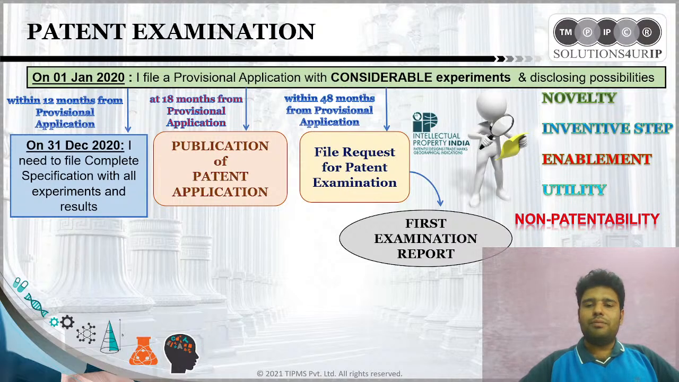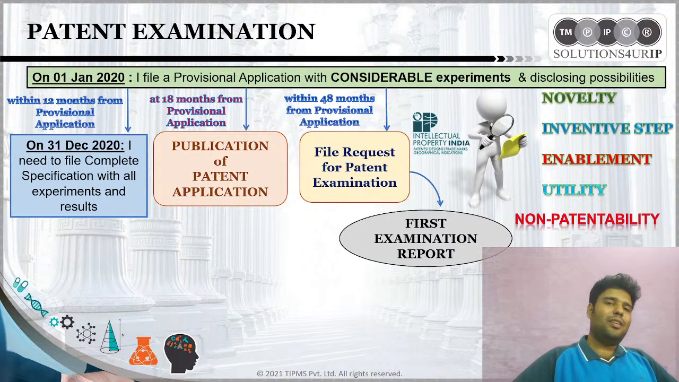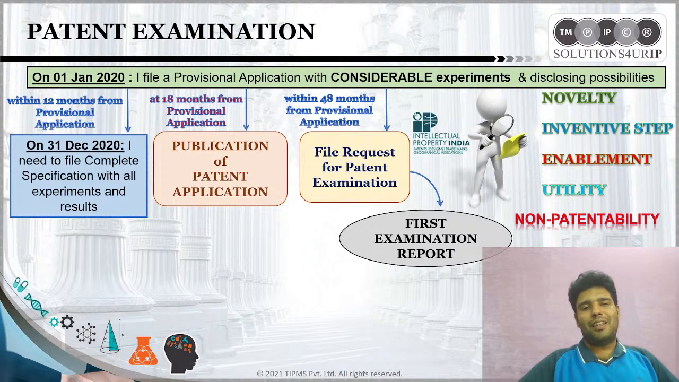And then inventive step section 2(1)(ja), enablement section number 10, utility section 2(1)(j), non-patentability section 3. So under all these sections, based upon the prior arts and how you have drafted your patent, if you are writing the claims like you are writing a story, then that is again not enabled. Everything is fine, but the claims are not proper. It is not in the manner how it should be in the patent specification.